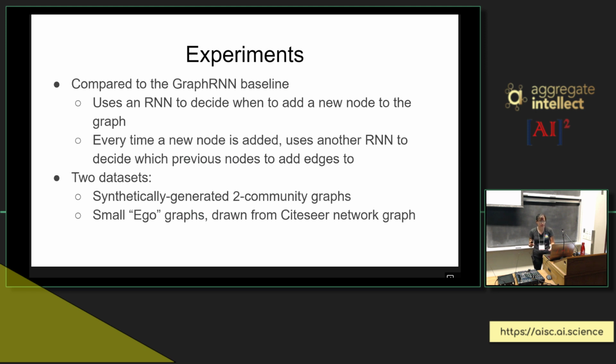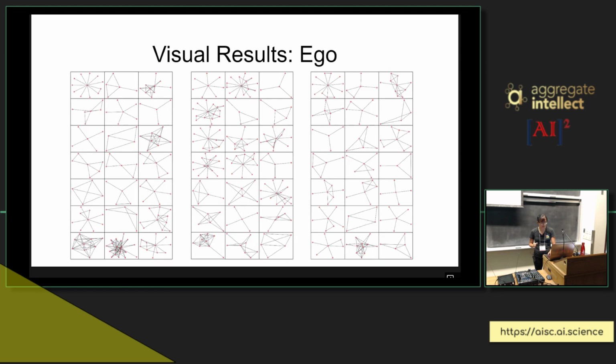We experimented on two different data sets, one of small 2-community graphs, and one of graphs that were actually drawn from a real-world social network. And you can see some of the samples here.